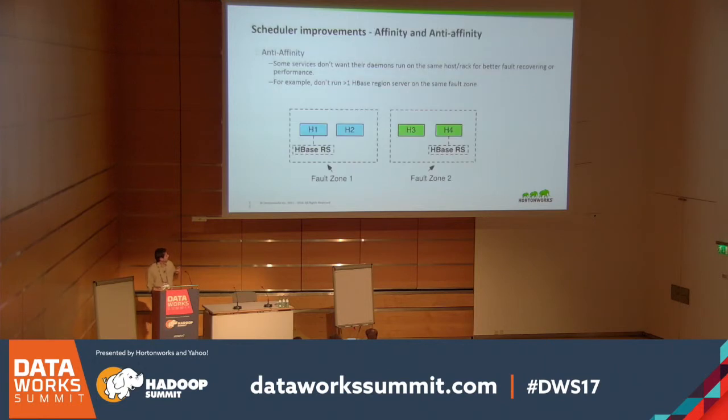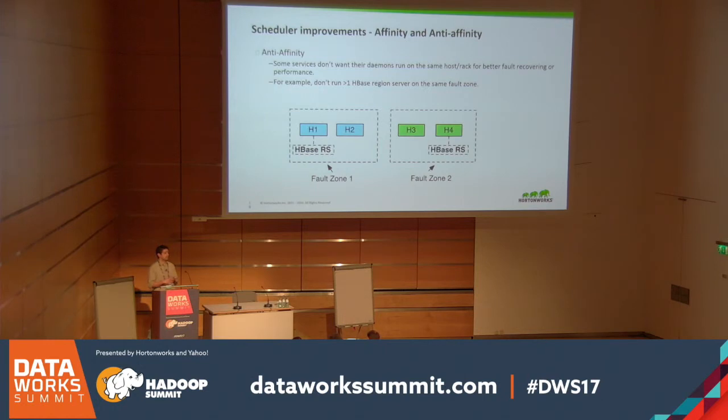Now this is an example of where you need anti-affinity. You want to spread out the HBase region servers. Something to note is how affinity and anti-affinity are sometimes hard to get right. The notion of a fault zone is very important, because you really want to be able to fall back. Ideally, I don't want two region servers on the same node, definitely.